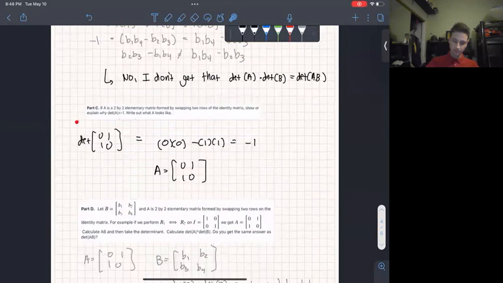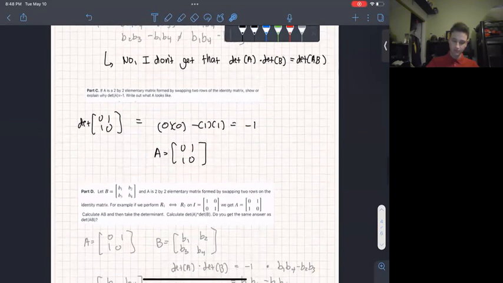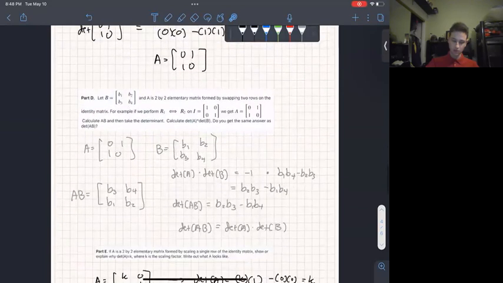So part C, we have to find the determinant of 0, 1, 1, 0, which is equal to -1. All right, now part D. A equals 0, 1, 1, 0. B equals B1, B2, B3, B4. You find the determinant of A times the determinant of B, which equals -1 times B1 B4 minus B2 B3. And that checks out, yeah. So det AB equals det A times det B, just focusing on the algebra.